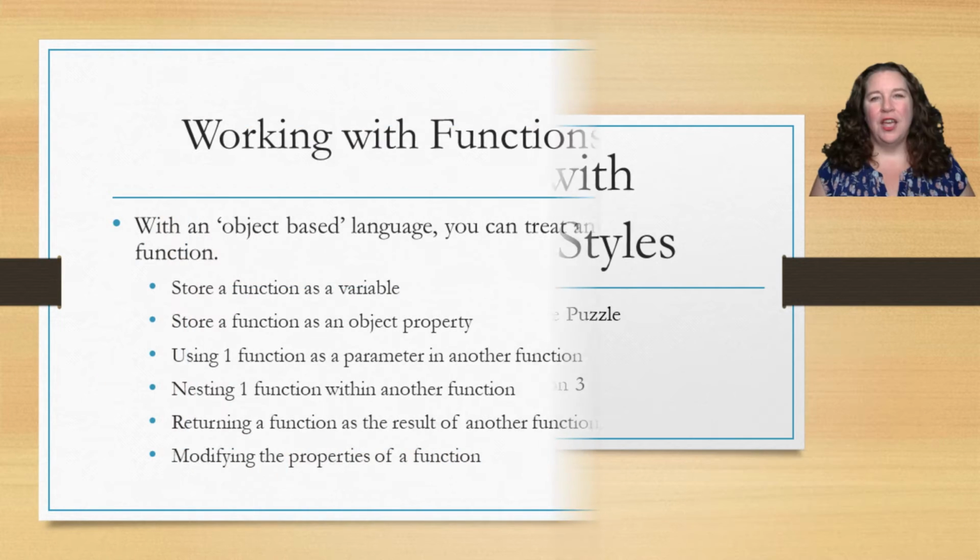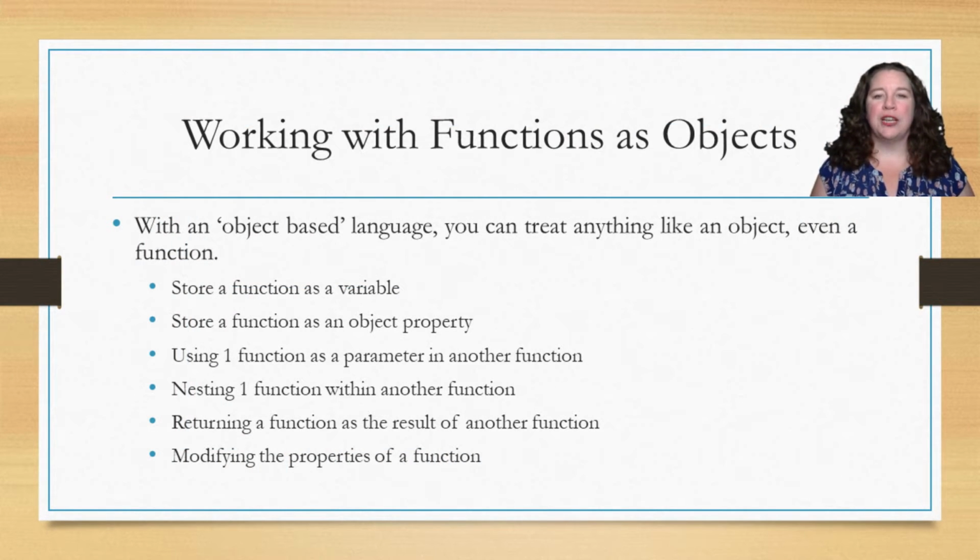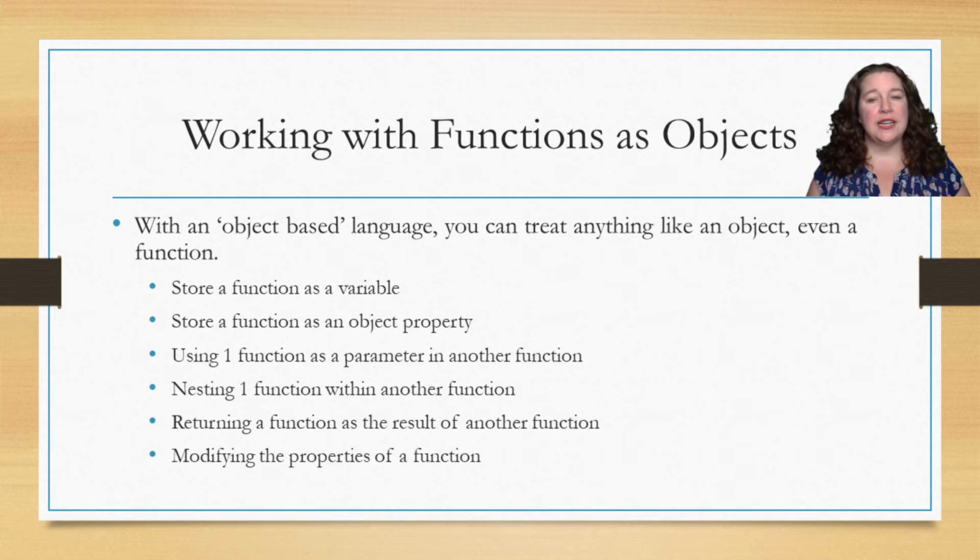Let's get started. When we say that JavaScript is object-based, one of the things that you can do with that is that you can treat anything like an object, even a function. You may have a hard time visualizing the concept of functions as objects, but functions can do the same thing objects can. You can store it in a variable, you can store it as an object property, you can use a function as a parameter in a second function, you can nest functions inside of each other, you've seen that. You can return a function as the result of another function, and you can modify properties of a function that are already created. So these are all things that you can do with regular objects. You can also do them with functions.